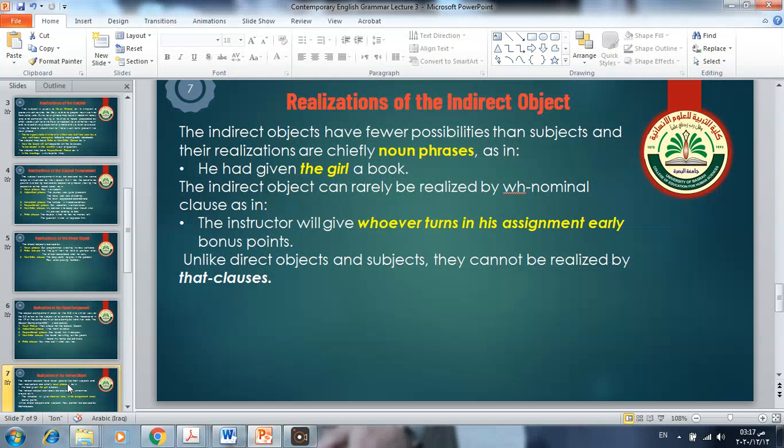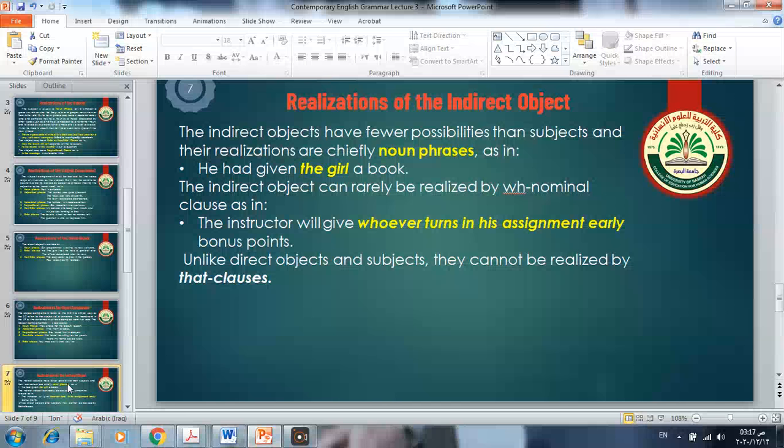Realizations of the indirect object. The indirect objects may have fewer possibilities than subjects, and their realizations are chiefly noun phrases, as in, he had given the girl a book. So this is the major realization of the indirect object, which is a noun phrase.